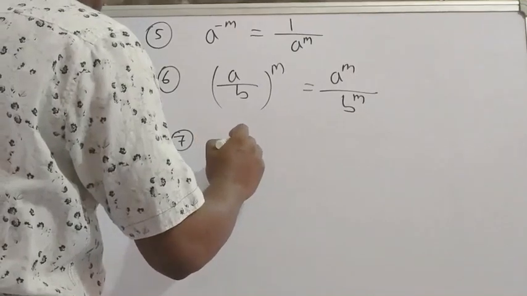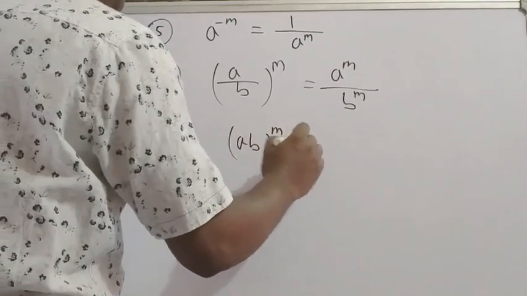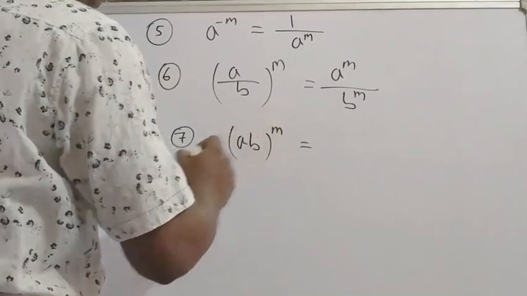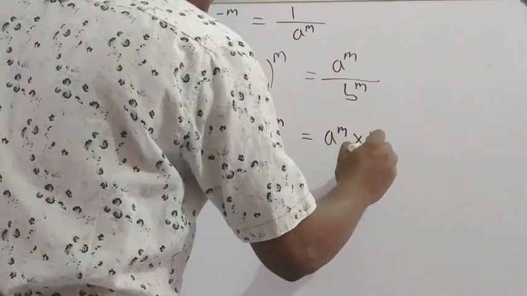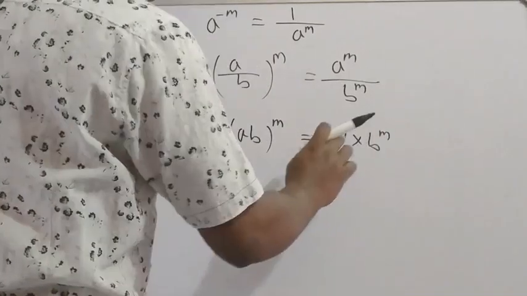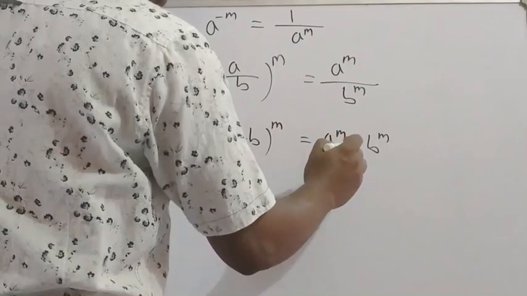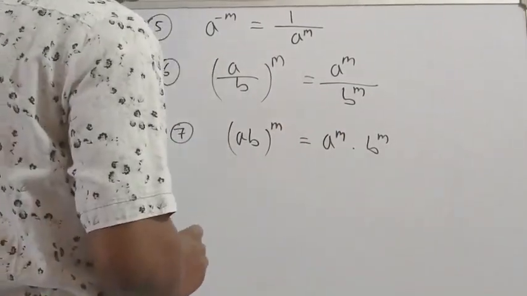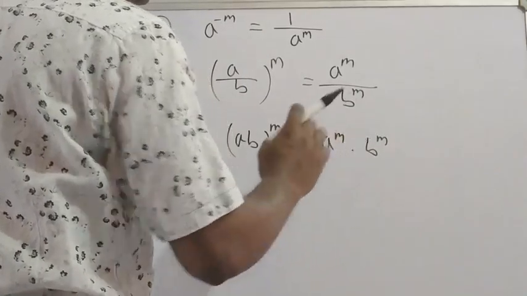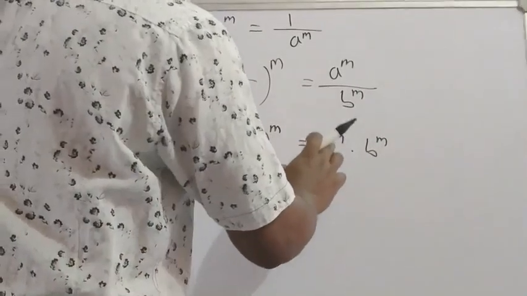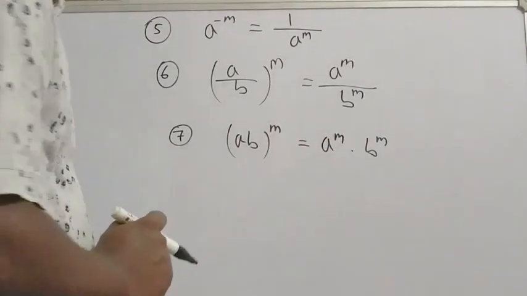Suppose ab to the power m. Here it is multiplied, with the whole power. So you can separate the power: a to the power m into b to the power m. In many cases in the question, the multiplication sign is not given, a dot is given. This dot means multiplication, you have to understand. So you have to understand that it is a to the power m into b to the power m. This is the seventh formula.